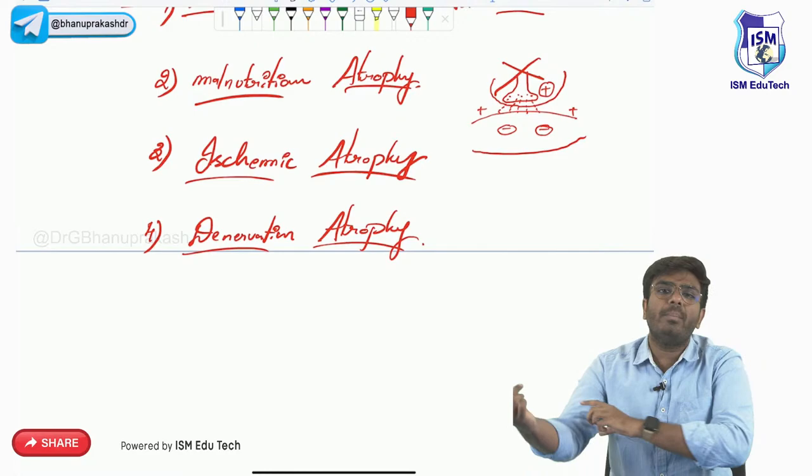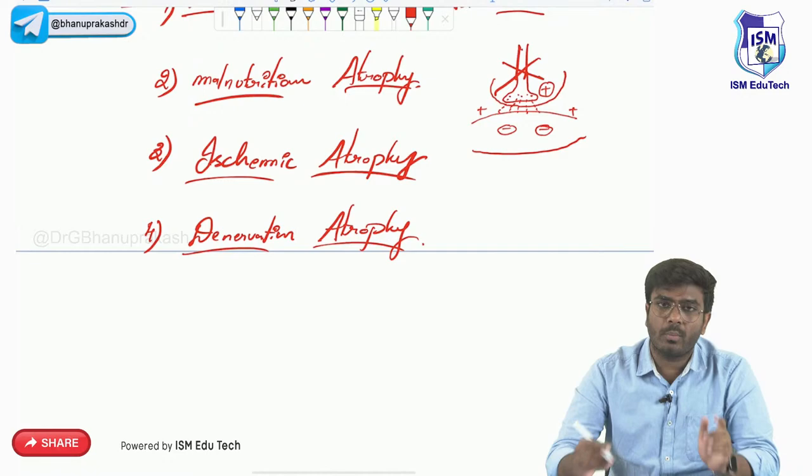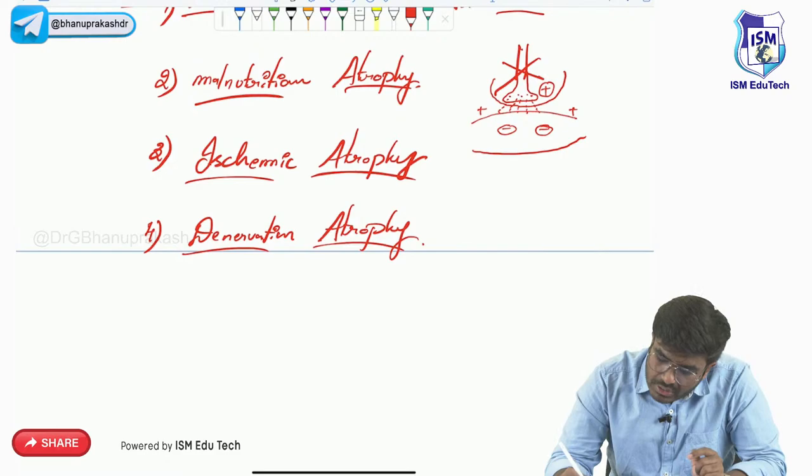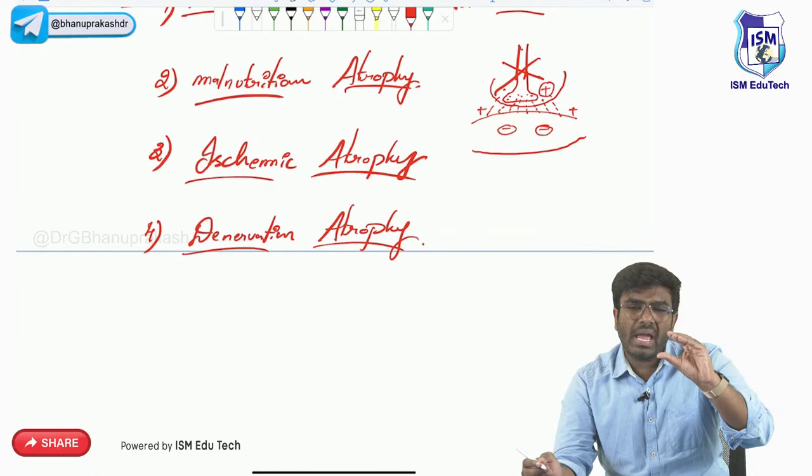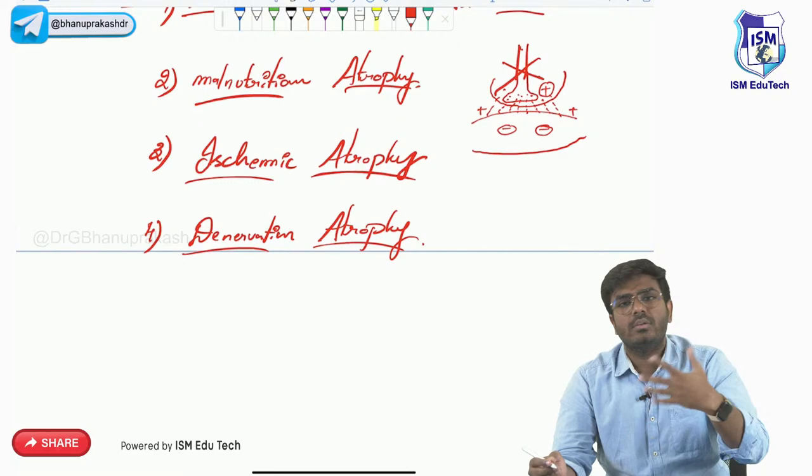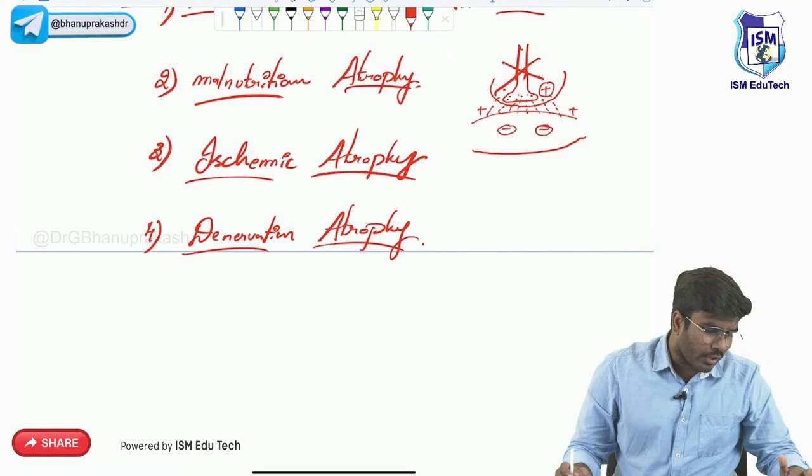In lower motor neuron lesions, the lower motor neuron means the neuron which is going to the skeletal muscle. So in denervation, that trophic action is lost. Whenever trophic action is lost, the muscle will undergo atrophy. Proper nutrition is not coming to that muscle. The trophic action is not there. So the muscle will undergo atrophy. Okay, so these are some examples which I want you to know.